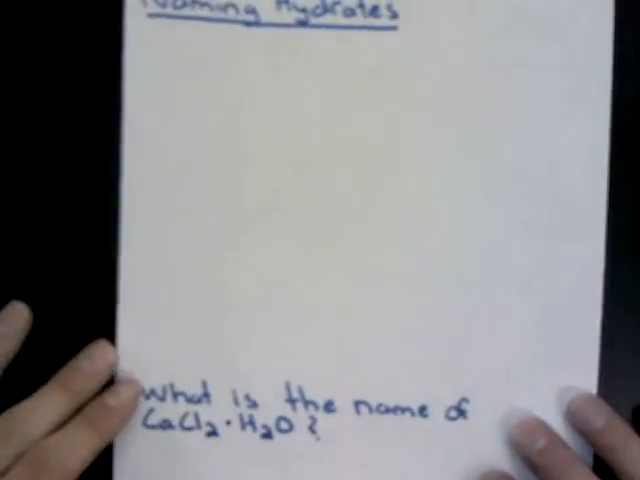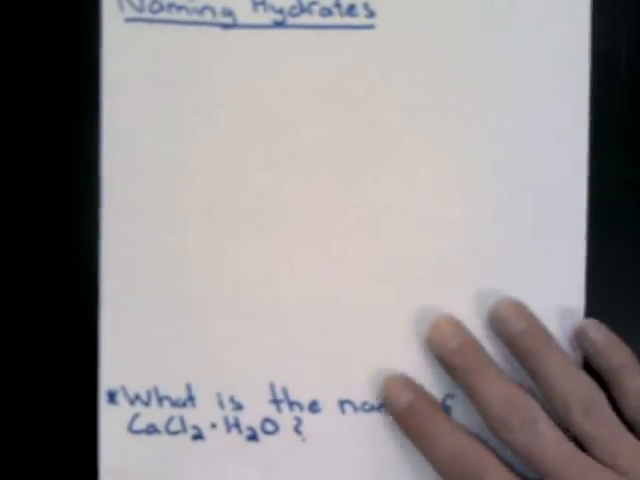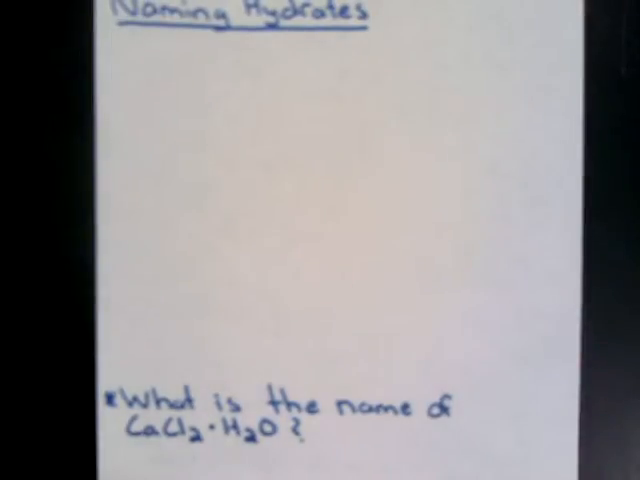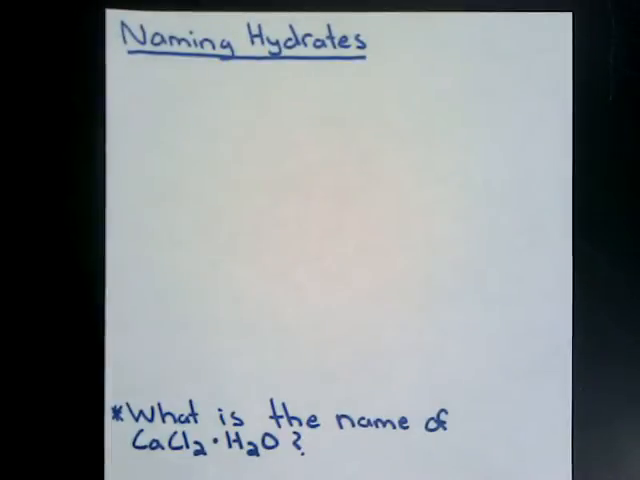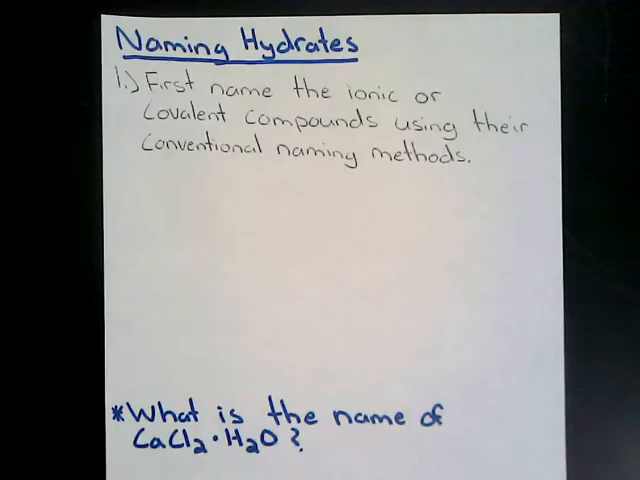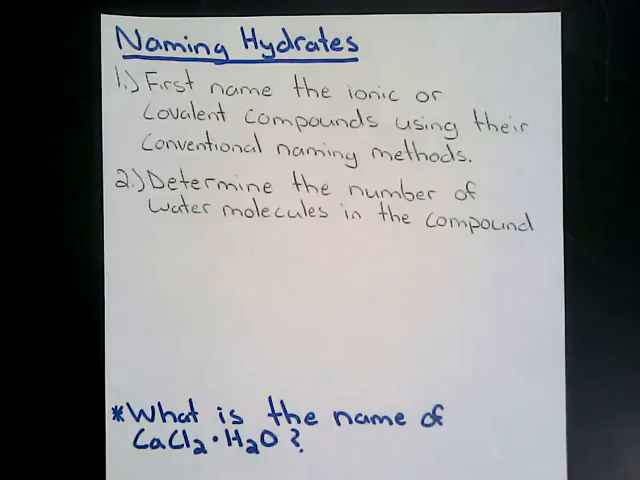All right, so naming hydrates. The way that we name hydrates is as follows. The first part is that we just name the ionic or covalent compound using their conventional naming method. The second step here is to determine the number of water molecules in the compound. So the coefficient in front of the water is the number of water molecules present.